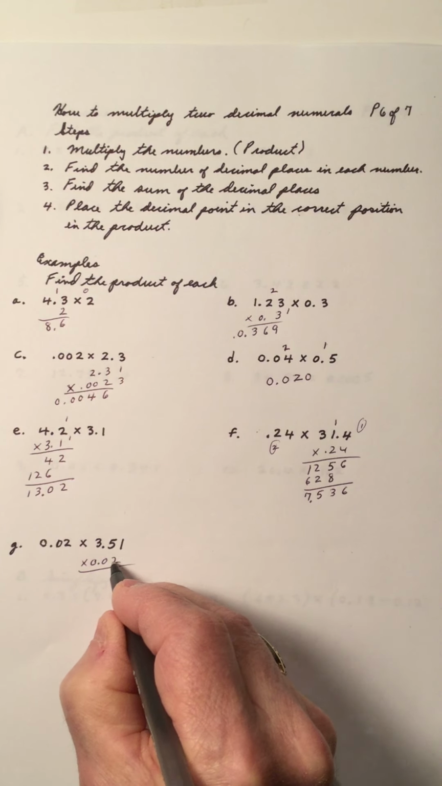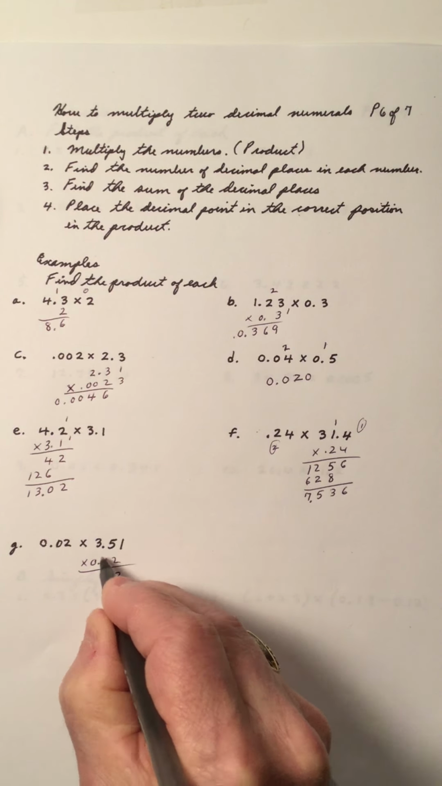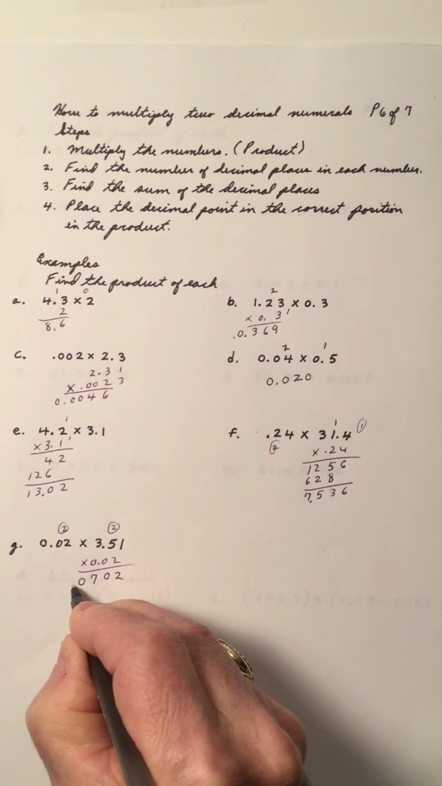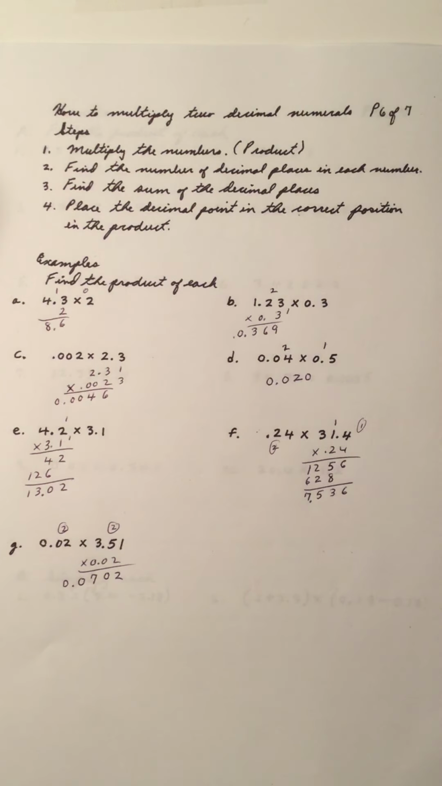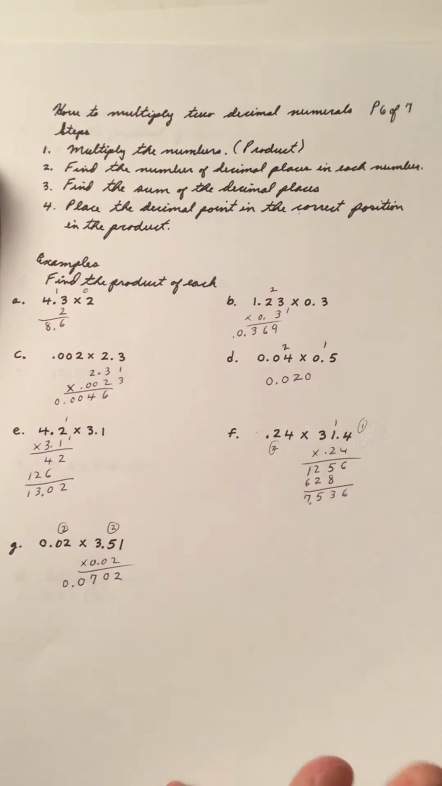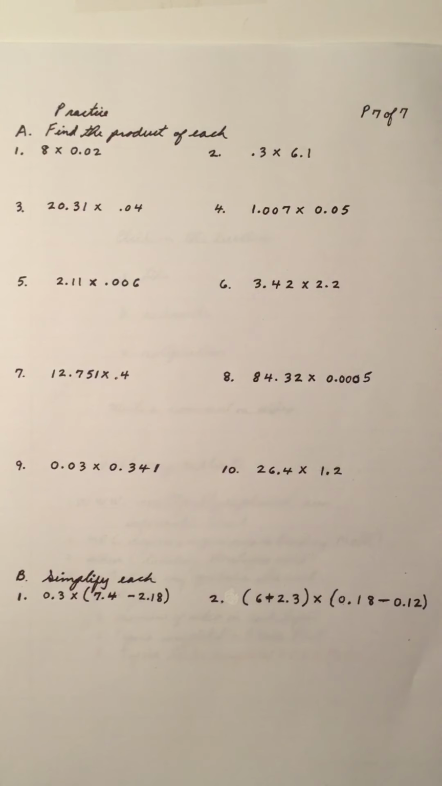So 2 times 1 is 2, 5 times 2 is 10, you carry your 1. 6 and 1 is 7. And we have 2 decimal places there, 2 there, so there's 4 in the answer. So start: 1, 2, 3, 4. So that's how to multiply decimals and put your decimal point in the right position.